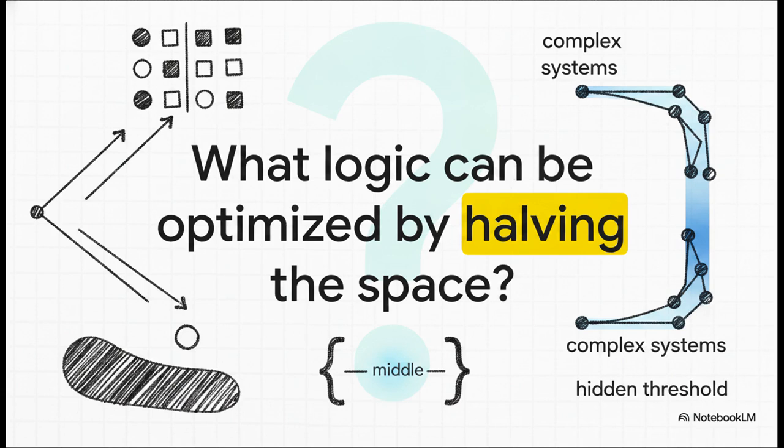So I'll leave you with this. What hidden thresholds in your own daily logic or your own code could be radically optimized by simply halving the search space?